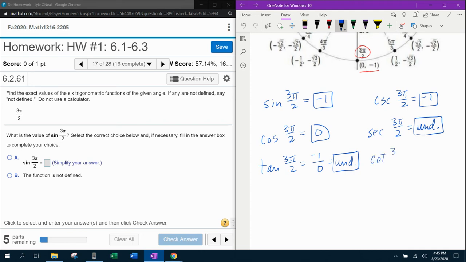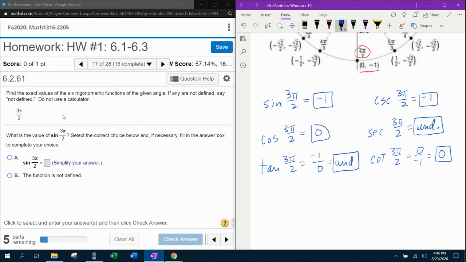And for cotangent of 3 pi over 2, if I go back to the ordered pair, remember tangent is y over x. So cotangent would be x over y, which would be 0 over -1. And 0 divided by any non-zero number is 0. So I would expect cotangent to be 0.